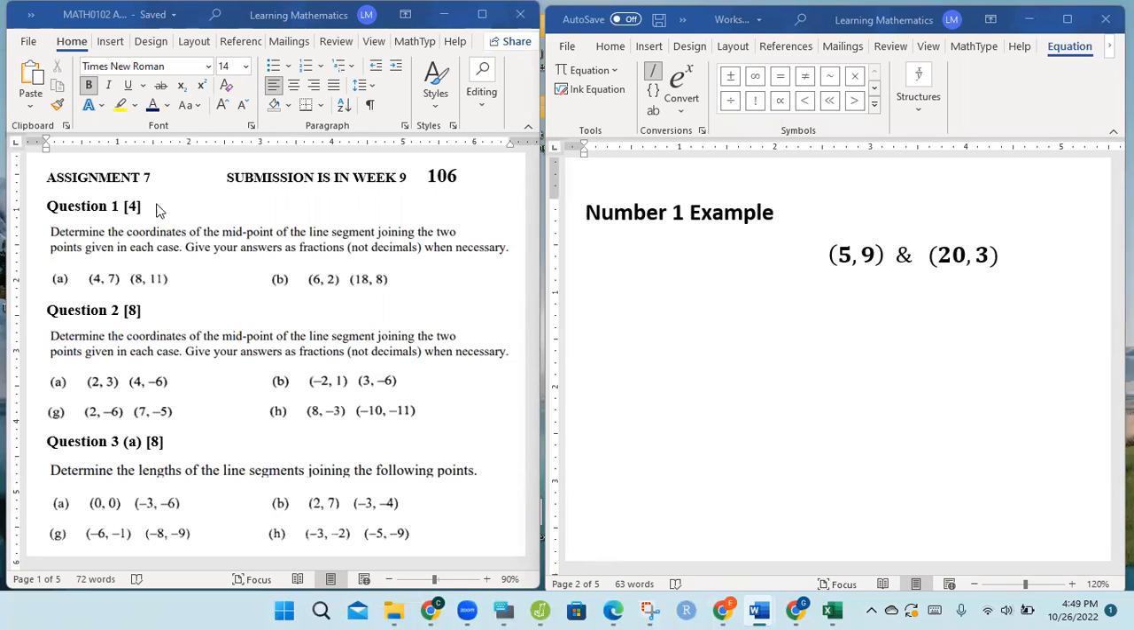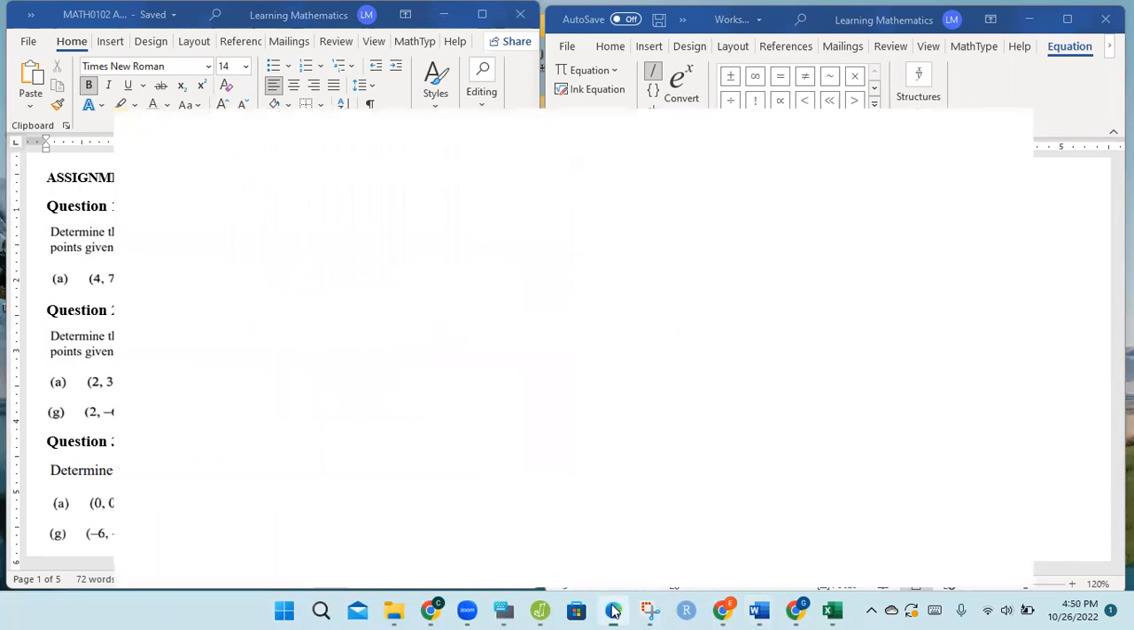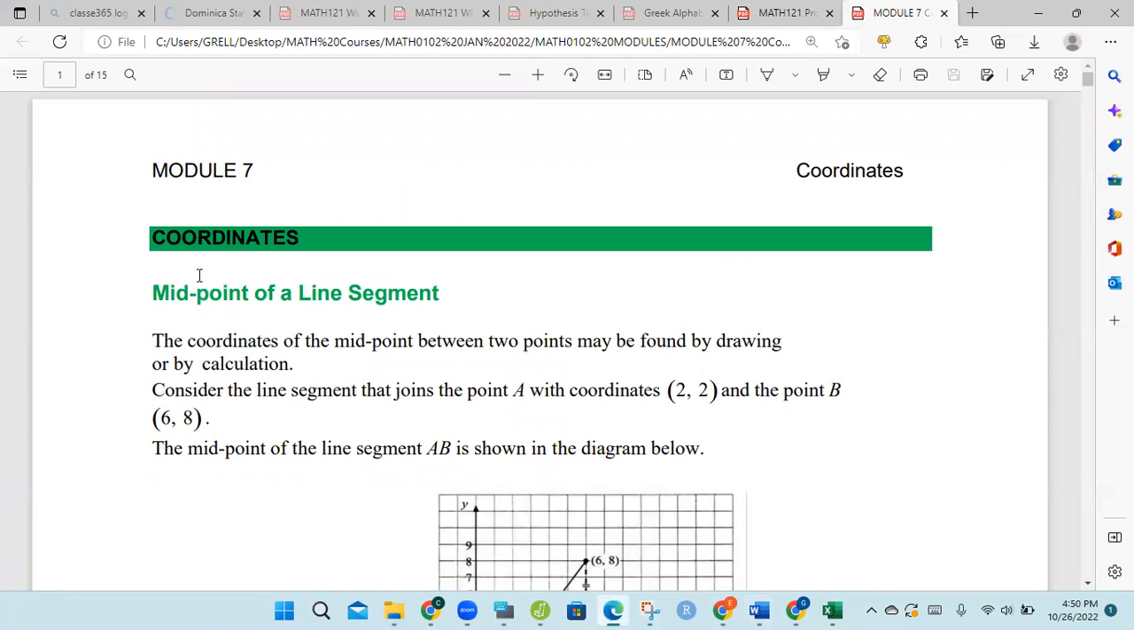So we are at assignment number 7. Question number 1 says: determine the coordinates of the midpoint of the line segment joining the 2 points given in each case. Give your answers as fractions, not decimals, when necessary. So here's the example in the question: (5, 9) and (20, 3). As we know, assignment 7 is tied to module number 7.